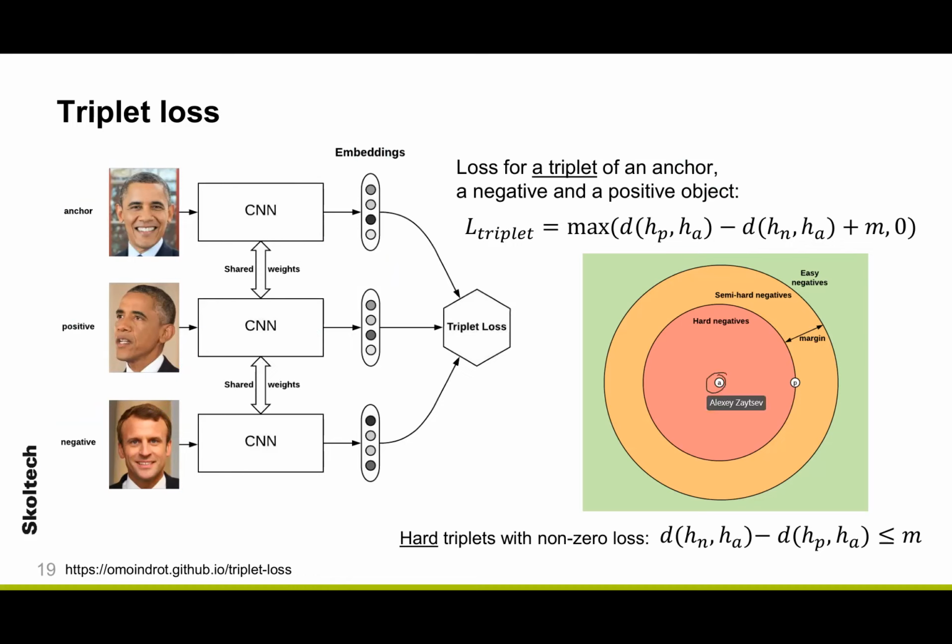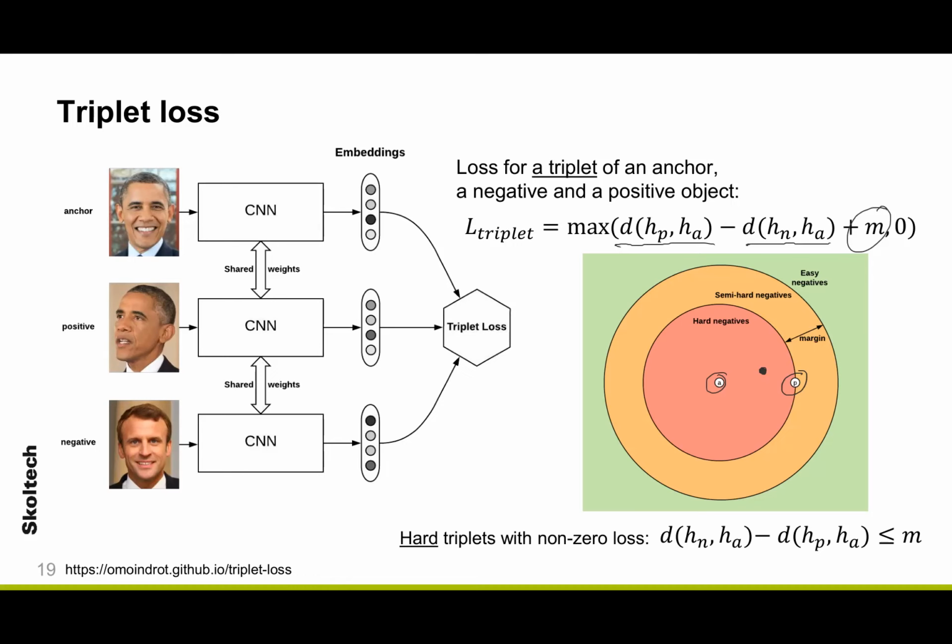So we have anchor and positive object here, some distance between them, and another distance between negative object and anchor, and some margin m that we will need. Basically, we say that if you have a pair of positive object and anchor, we have some hard, semi-hard and easy negatives. If this negative is here, then we have this large loss.